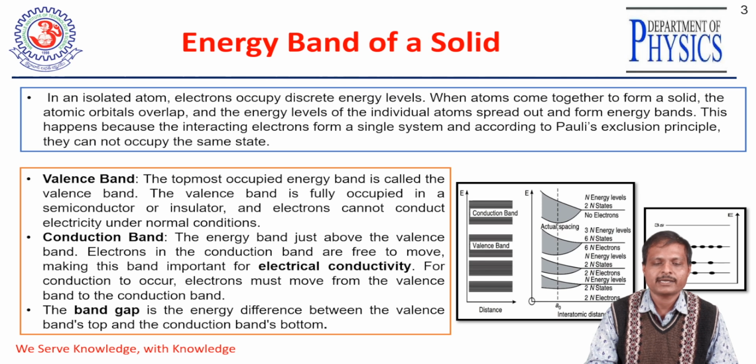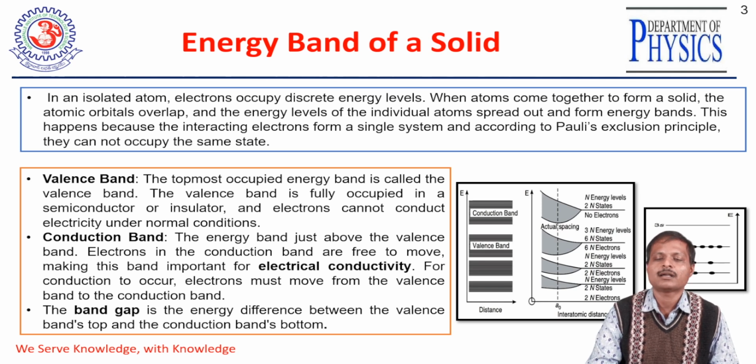For an isolated atom, the electrons occupy discrete energy levels. See here, this is an example of the energy states of an isolated atom. Here in the 1s state there are 2 electrons, in the 2s state 2 electrons, and the 2p state has 6 electrons, and the 3s state is completely empty.